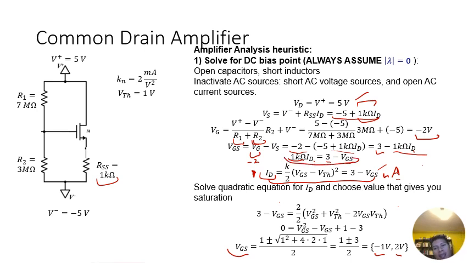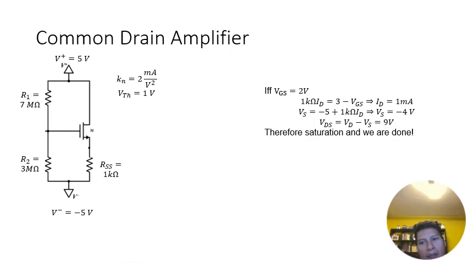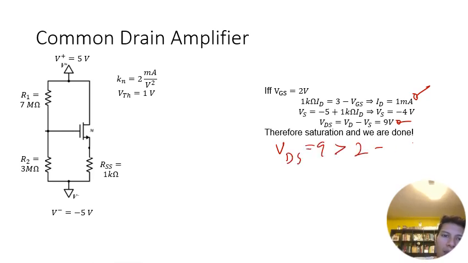So in this particular case, 3 minus 1 minus 2 equals 1. So ID will be 1 milliamp. So you get ID equals 1 milliamp. We have that VDS equals 9 volts. So VDS is equal to 9, which is indeed greater than 2 minus 1, which is our V threshold. Okay, so we are indeed in saturation, so we're done.